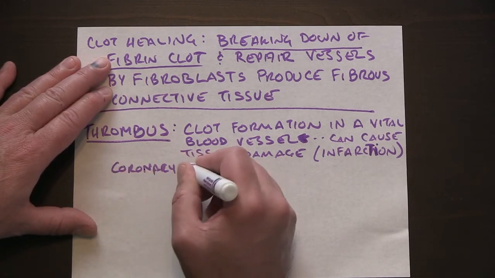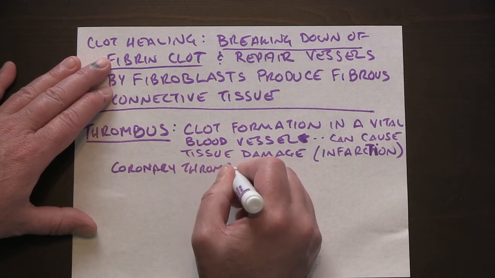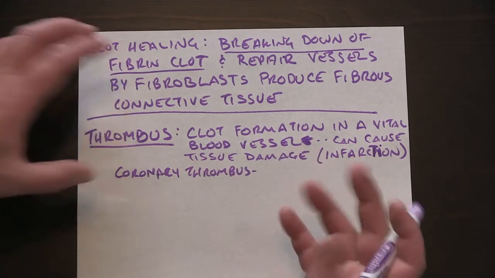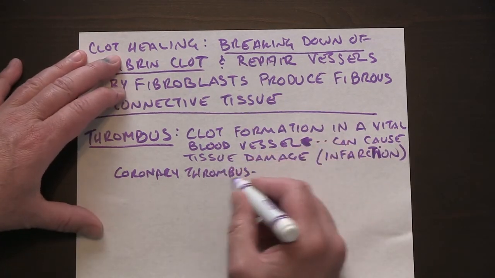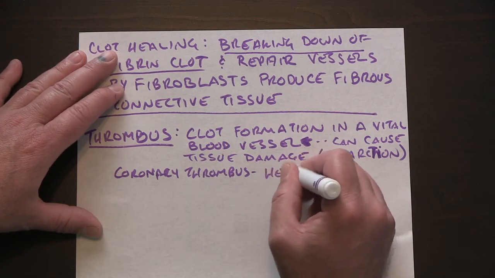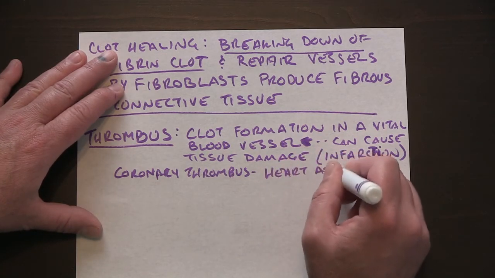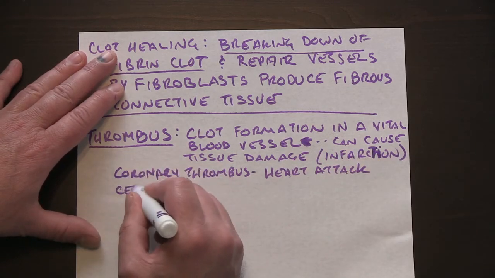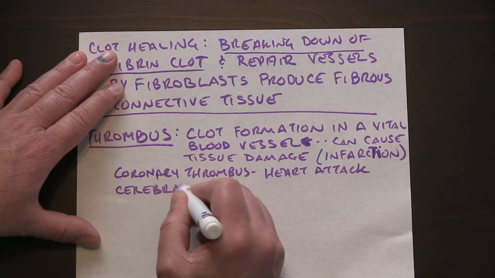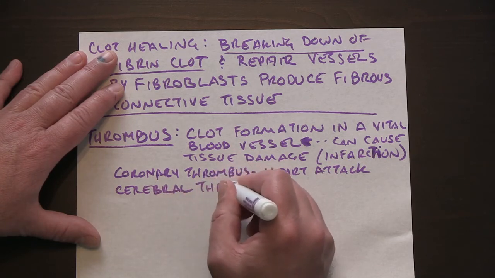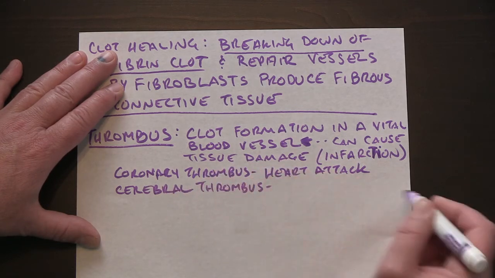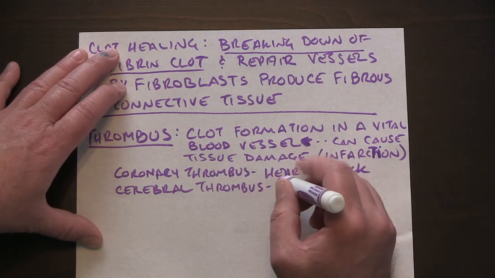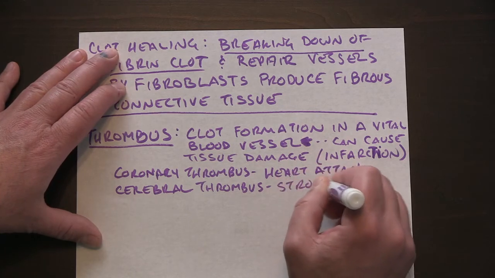So, for example, you can have a coronary thrombus. And these are the blood vessels that basically deliver oxygen to the heart itself. So if you get a clot in one of those, you get what's known as a heart attack. You can also have a cerebral thrombus, which affects the blood vessels going to the brain. And when you cut off the blood flow to the brain, you're cutting off the oxygen to the brain, of course, and that causes what's known as a stroke.